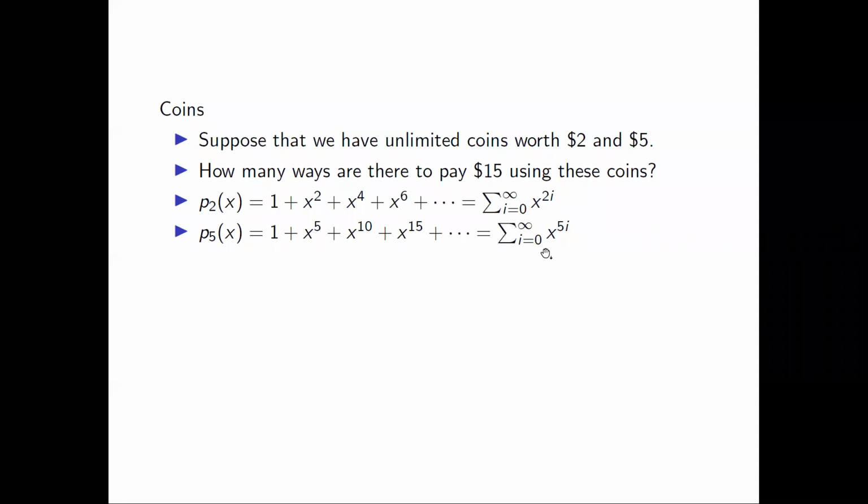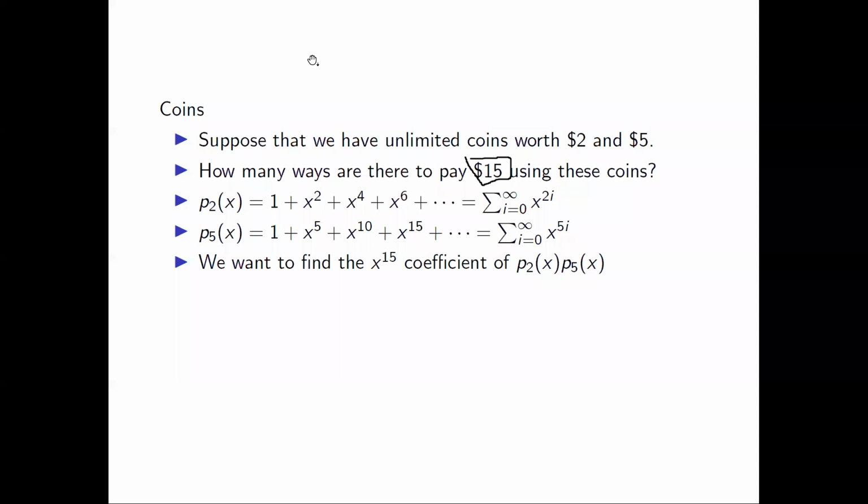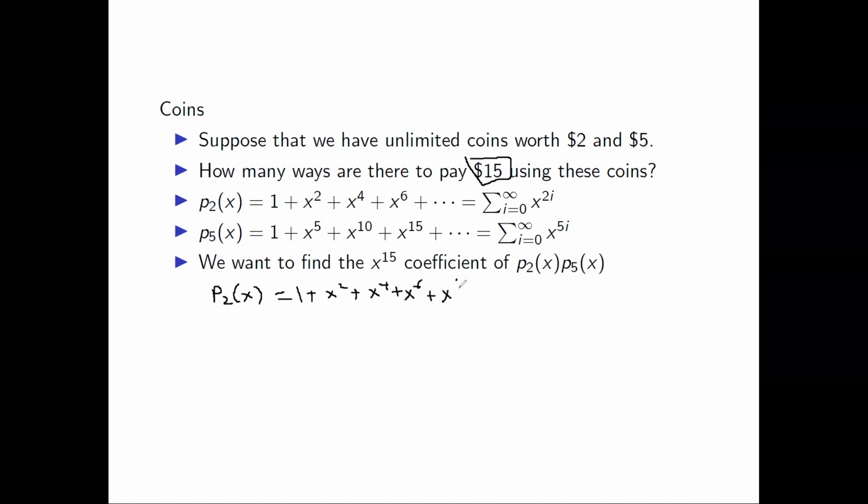Now we're just going to multiply these polynomials together, and we want to find a certain coefficient. The coefficient we want to find is for the amount of money we're trying to make, the 15. So we're looking for the coefficient of x to the 15th in the product p2 of x times p5 of x. Maybe I'll write a few more entries of them. p2 of x is 1 plus x squared plus x to the 4th plus x to the 6th plus x to the 8th plus x to the 10th plus x to the 12th plus x to the 14th, and so on.